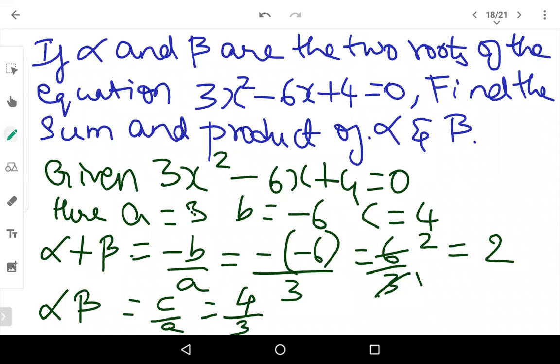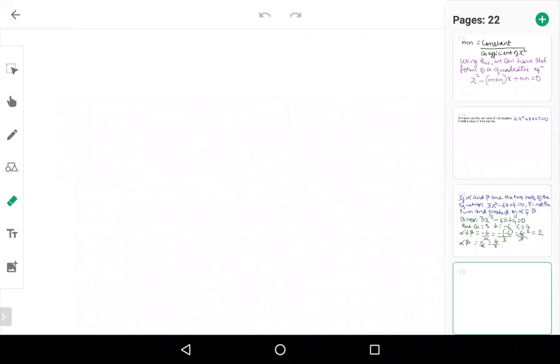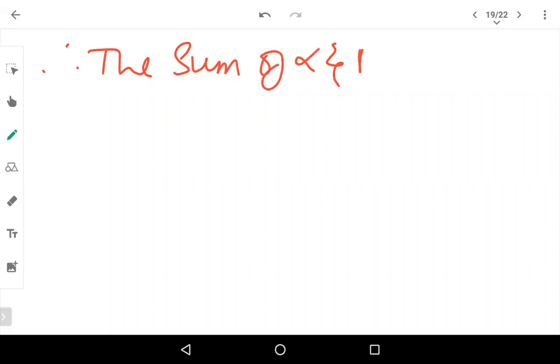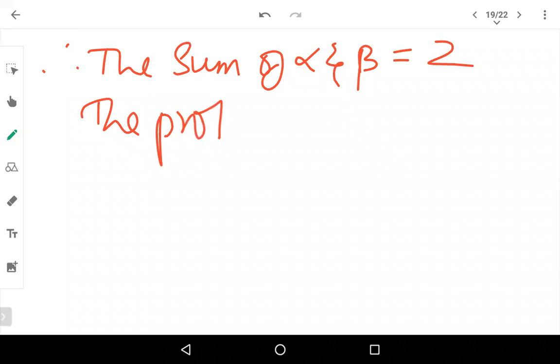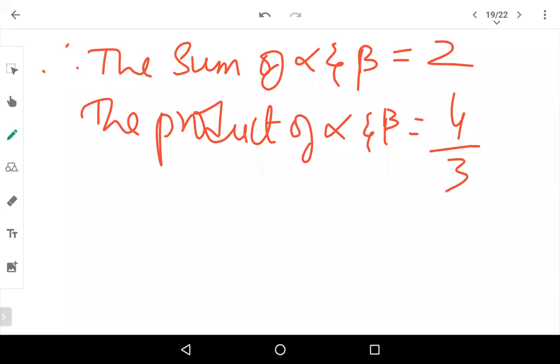So therefore, just write the conclusion. I think I should write it on the next page. The sum of alpha and beta is equal to 2. The product of alpha and beta is equal to 4 by 3. Very good. Okay, everybody has got the answers.